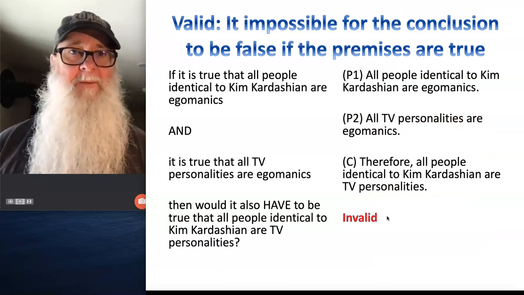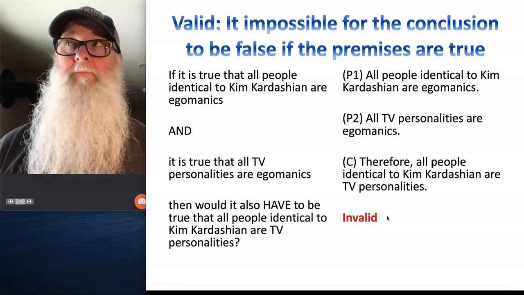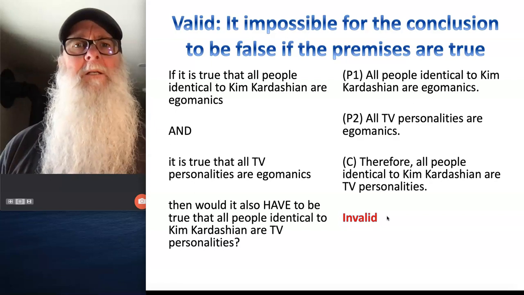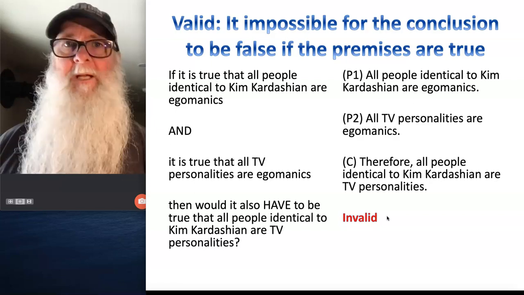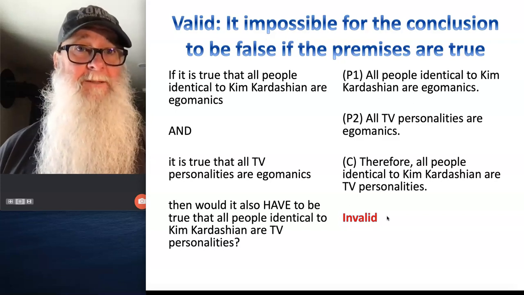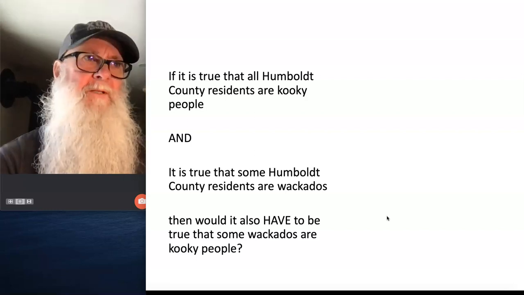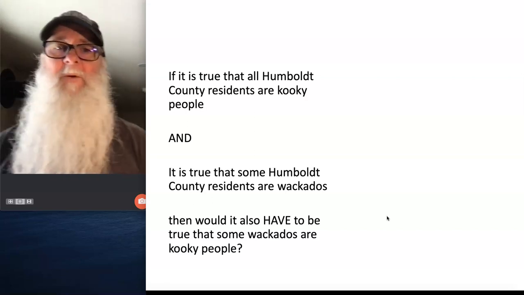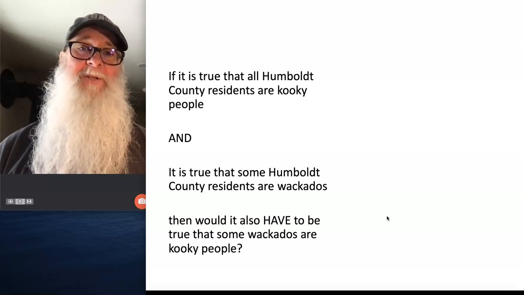So we go back to our argument about Kim Kardashian, and we put this in the form of an argument again, and we can see that it's an invalid argument, because when we substitute different content into this form of argument, we get a conclusion that may be true, may be false. And if it's possible for the conclusion to be false, you've got an invalid argument. All right, now take a look at this one. I think this is the fourth question I asked you. If it's true that all Humboldt County residents are kooky people, and it's also true that some Humboldt County residents are wackadoos, then would it also have to be true that some wackadoos are kooky people?